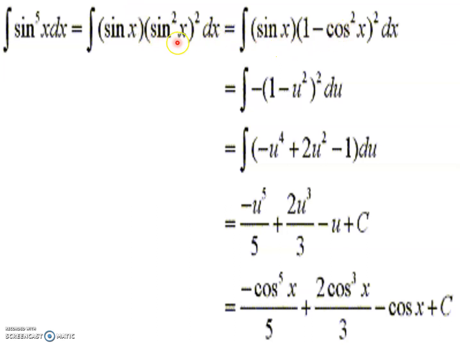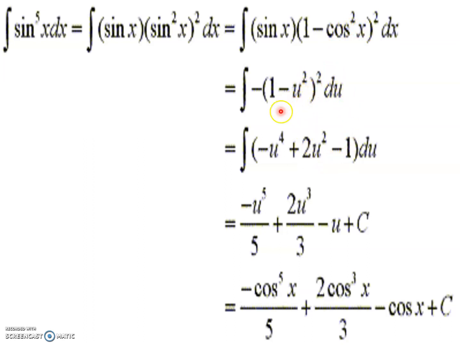We know that by the fundamental identity, sin square x plus cos square x is equal to 1. That's why instead of sin square x, we have to substitute 1 minus cos square x whole bracket square. We now put cos x is equal to u. What is the derivative of cos x? Yes, minus sin x. So instead of sin x dx we have minus du. That's why we simplify: minus 1 minus u square, whole bracket square.